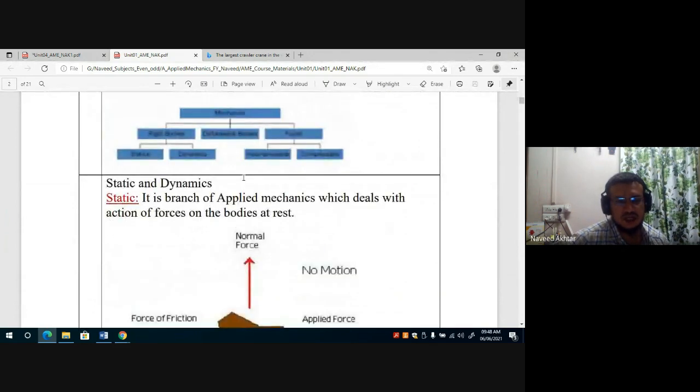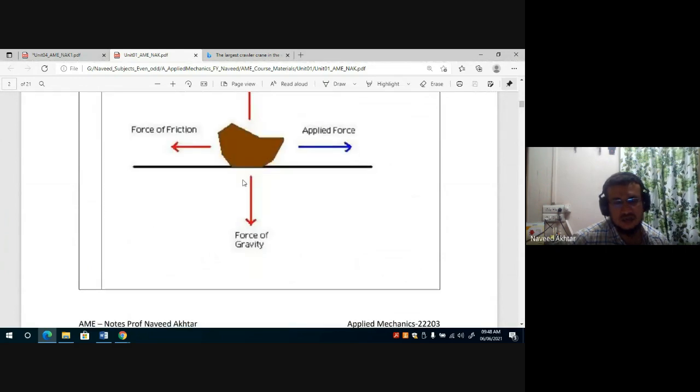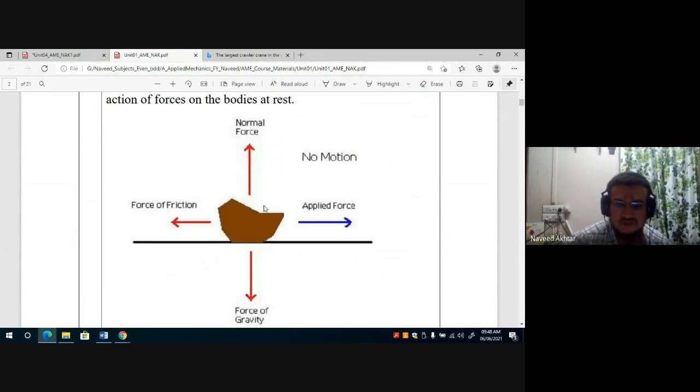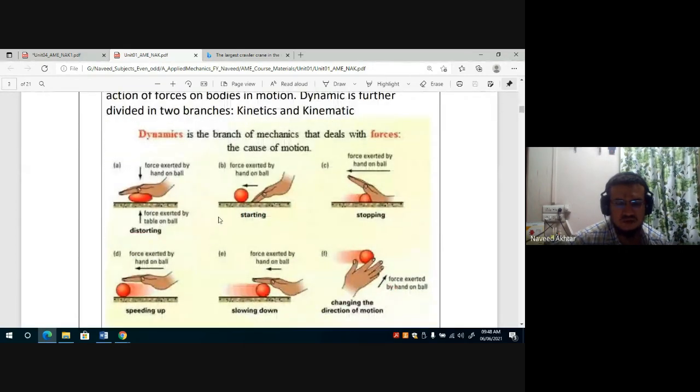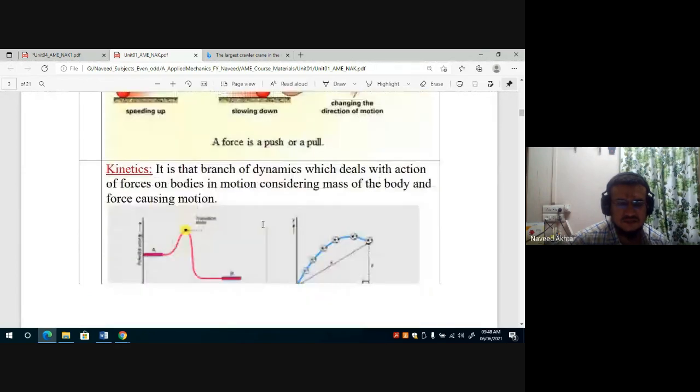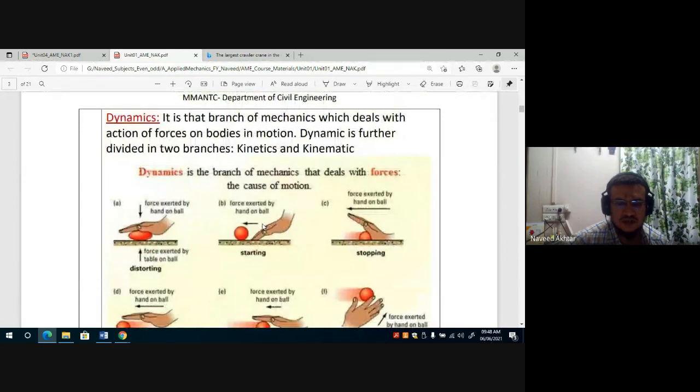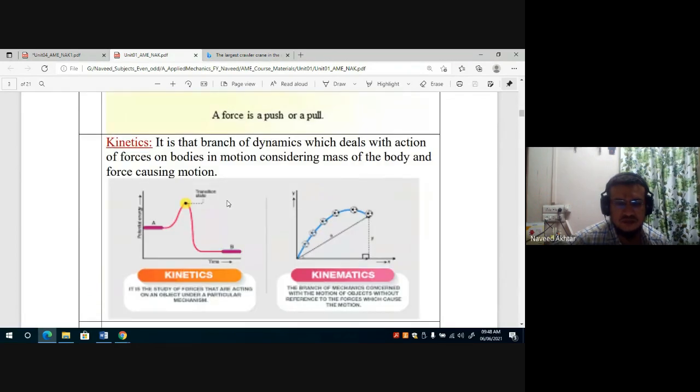Then we have seen the example of static, where balancing forces act from right to left and bottom to top. That is a body at rest, and this condition is called static. Dynamic is when a body is moving continuously, and its study is called dynamics. Dynamics is a branch of mechanics that gives the forces, which are the cause of action. So force is a push or pull. It may be push or it may be pull.